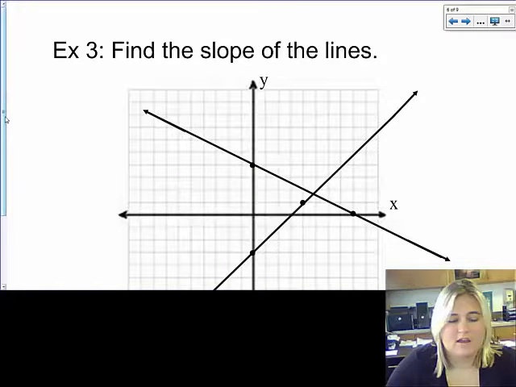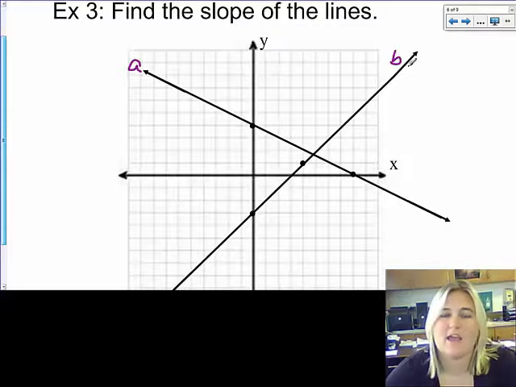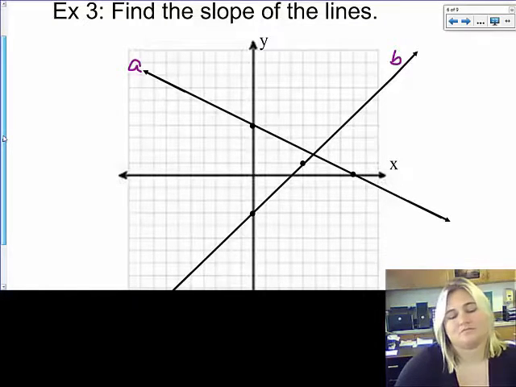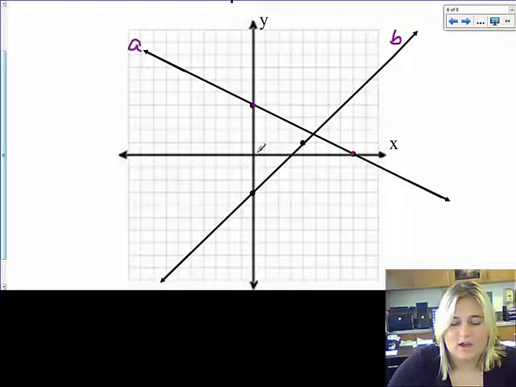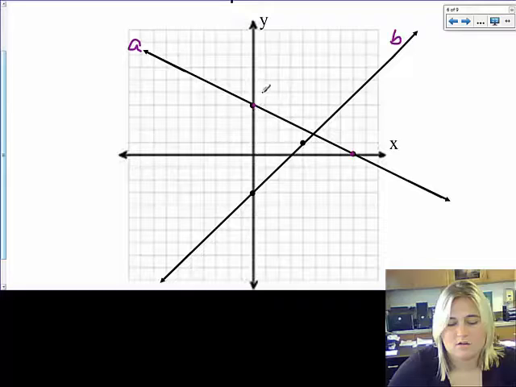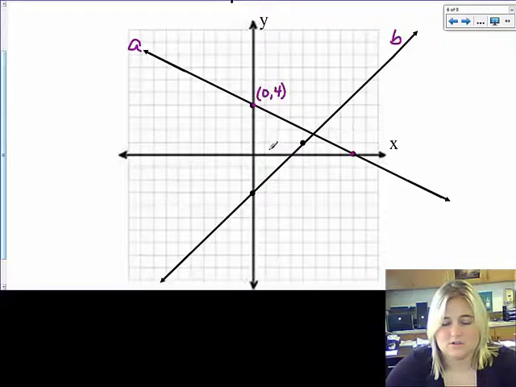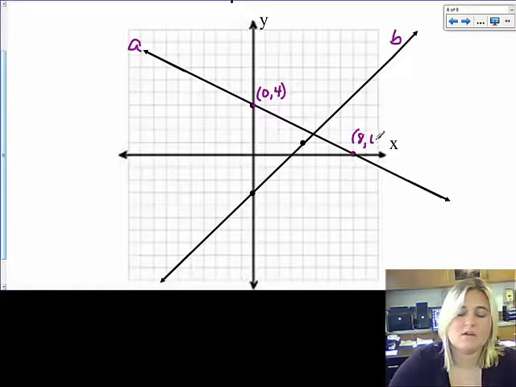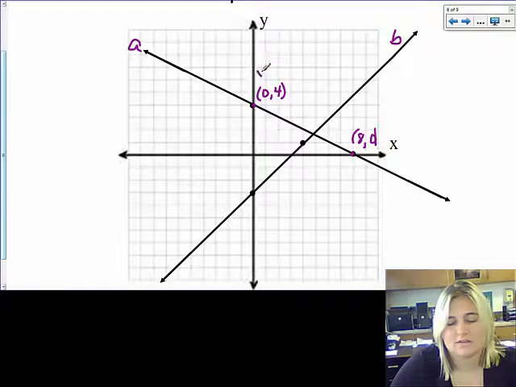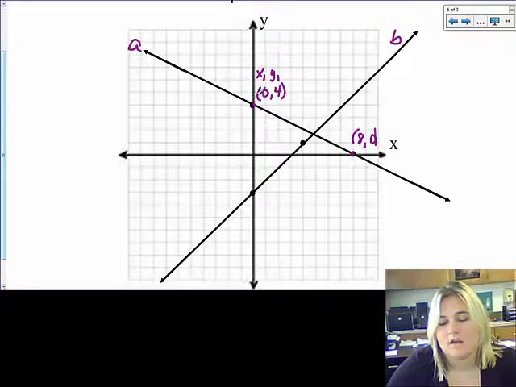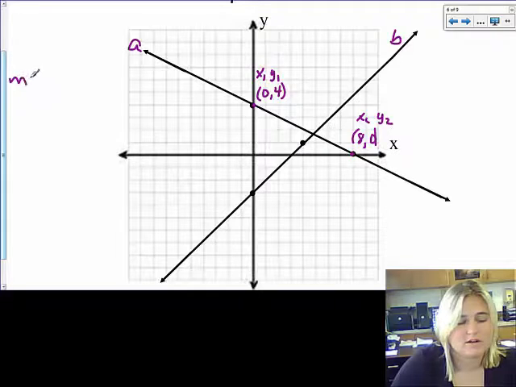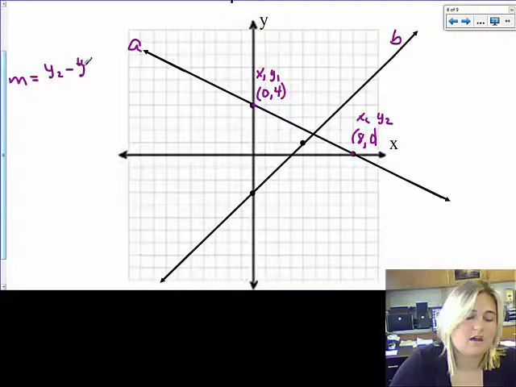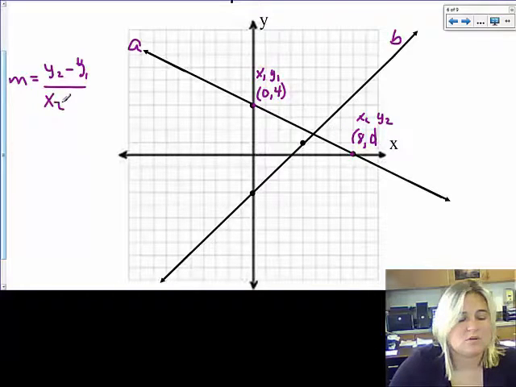So it wants us to find the slope of these lines, and I have line A and line B. I'm going to help you find the slope of line A, and I want you to do the slope of line B on your own. So for line A, I have two coordinates, one here and one here. This one is 0 and then up 1, 2, 3, 4. So this is 0, 4. And this one is 1, 2, 3, 4, 5, 6, 7, 8, 0. We're going to use x sub 1, y sub 1. Remember, our coordinates are always x and y. And I have x sub 2, y sub 2. So my formula is m equals y sub 2 minus y sub 1 over x sub 2 minus x sub 1.